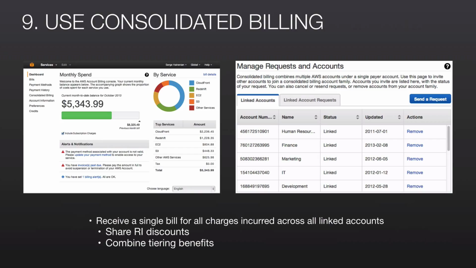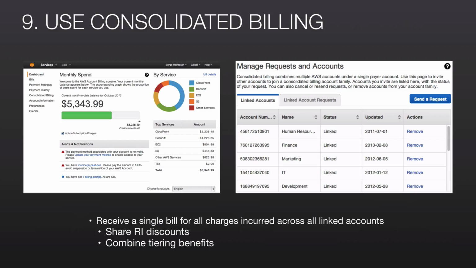Share reserved instance discounts. So if you're purchasing RIs in volume, you should talk to us about that, as we can offer advantage pricing. If you have a discussion with us about your RI needs, you can take those at the top level account and distribute those across sub accounts that you might have.